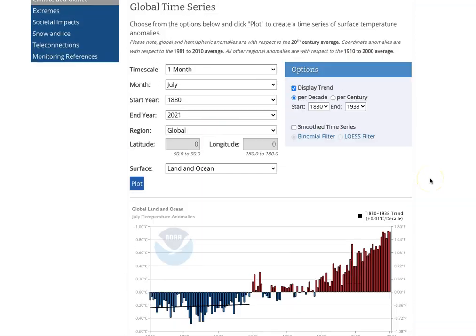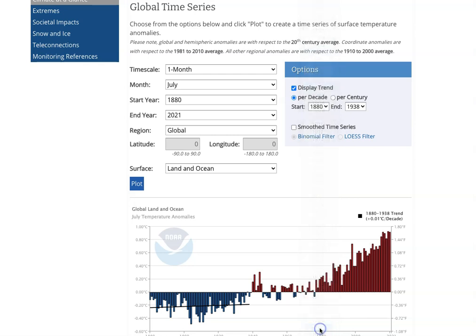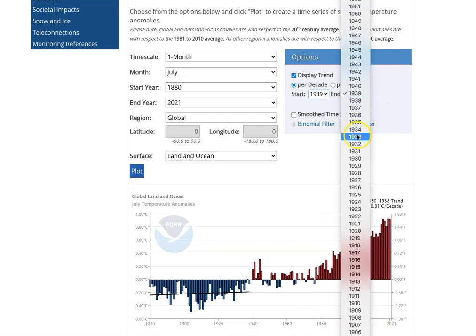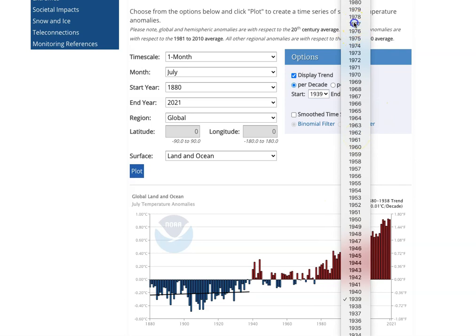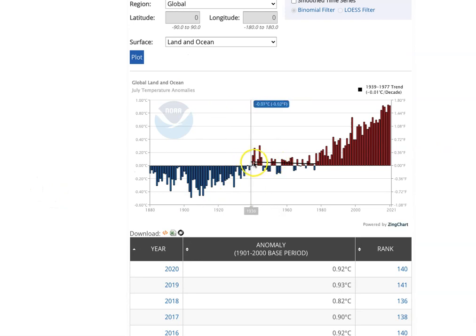So let's do the middle section now, which is around 1939 through, let's say, 1977. Plot. So now we've got the trend line for this middle section, and this is slightly negative, negative 0.01 degrees Celsius per decade change, so a slight negative trend there.